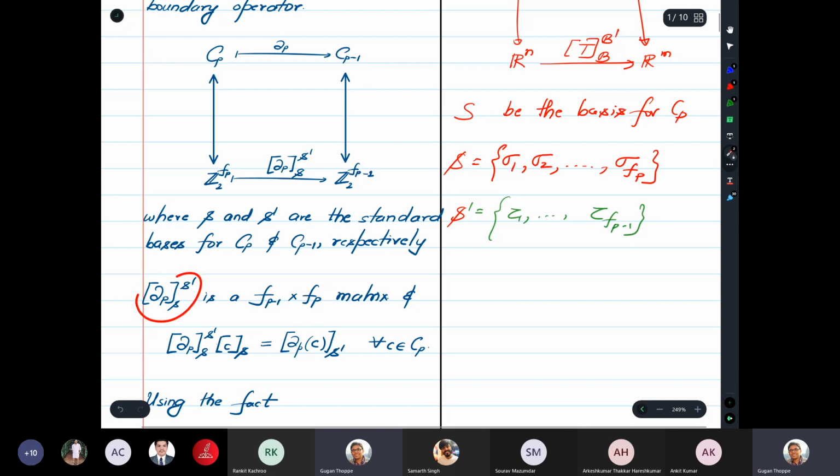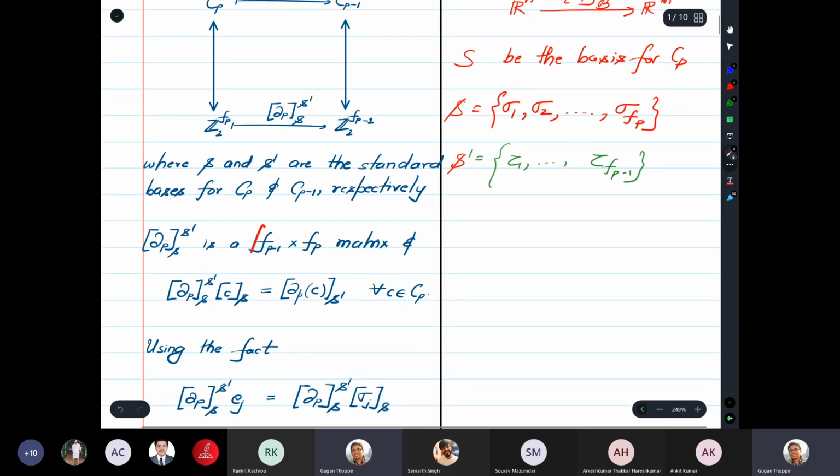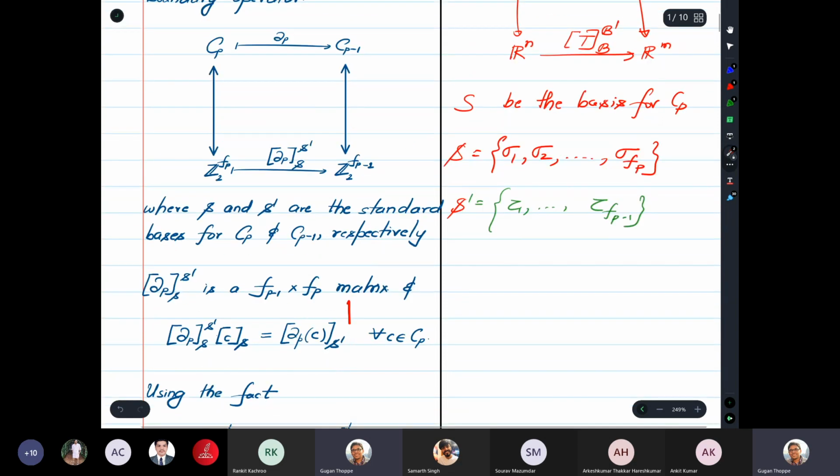So this matrix would have dimension f_{p-1} cross f_p, and all the elements of this will come from the underlying field, which is Z2 here, right? So this will be an f_{p-1} cross f_p matrix, and the elements of this matrix would either be 0 or 1. And we have to figure out which coordinate will be 0 and which coordinate will be 1. In order to do that, we make use of the following relation. So this relation is basically coming from this figure that we have over here.